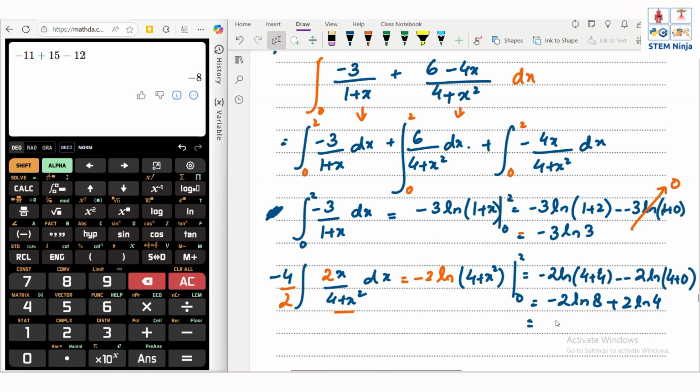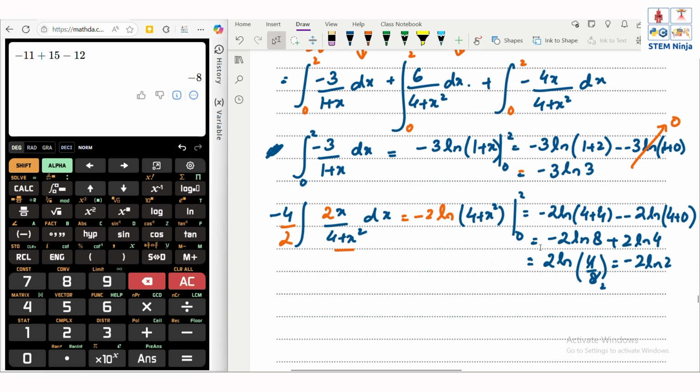So we get 2 ln 4 minus 2 ln 8. So 2 ln of 4 over 8. So that is just 1 over 2. Right? And this can be written as just minus 2 ln 2. Right. Now, the third one.